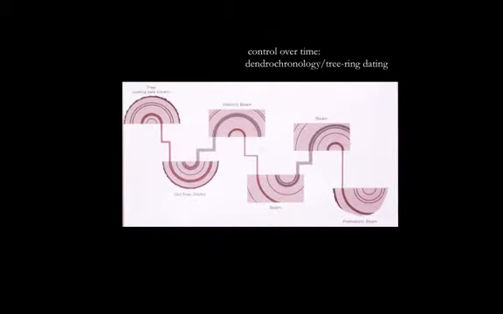We'll look at finer ways of controlling time. This is an example of those. We can date trees to a single year, and we can sometimes date archaeological sites using trees that we can date to a single year. So we'll talk about dendrochronology, and we'll talk about radiocarbon dating, and we'll talk about some other techniques.